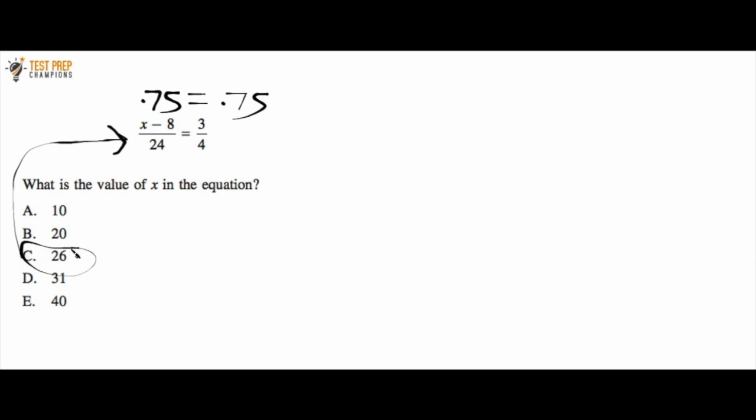So I went through that explanation kind of fast, but I'm just showing you here that another way to solve this would be to take each answer choice, plug it in for x, and see which answer choice makes this side of the equation equal to 3 over 4. So there are multiple ways to look at this question. It's up to you to decide which way will be faster for you.